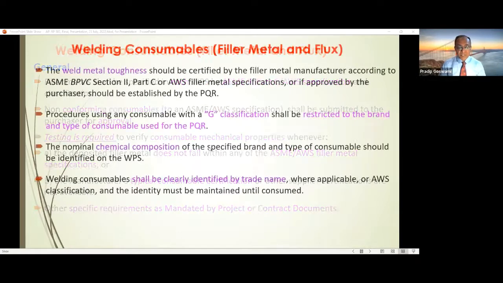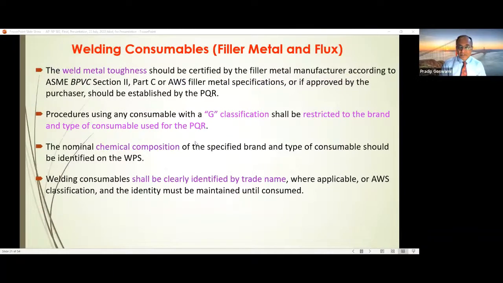It says that weld metal toughness shall be certified by the filler metal manufacturer, and that has to be in the MTR or the CMTR. For procedures using any combination which is classified as a G, G stands for a general classification, where the composition can be changed or altered, or could be subject to mutual agreement between the client or a project requirement.